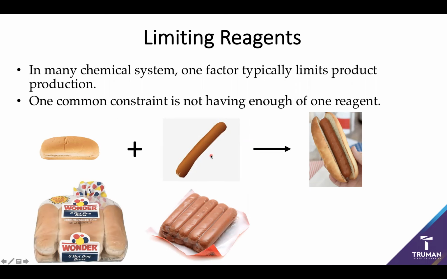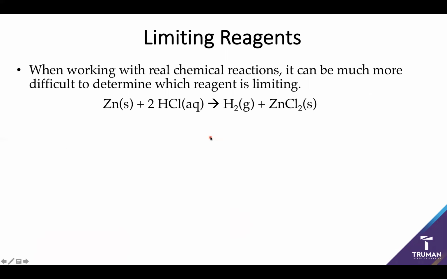And this is a very common feature in chemistry, that I almost never have enough of both reagents for the reaction to go to completion. I almost always have one of the reagents limiting and one in excess. And one of the big features of chemistry is figuring out which one of my reagents is limiting. So let's go ahead and look at a couple of the key ways you can try and determine what a limiting reagent is.